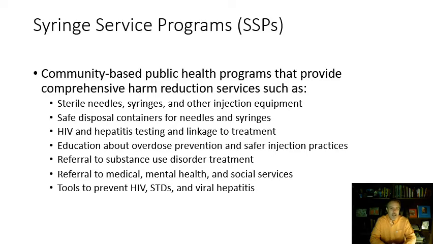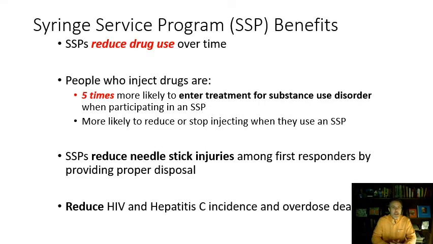It's known that people that access and utilize syringe services programs reduce their drug use over time. People who inject drugs that use these services are 5 times more likely to enter treatment for substance use disorder when participating. That's because all of the social services that the community has to help and assist their recovery and treatment are there at the SSP. So when they're ready to access treatment, the resources are there and available. They're more likely to reduce or stop injecting when they use an SSP.